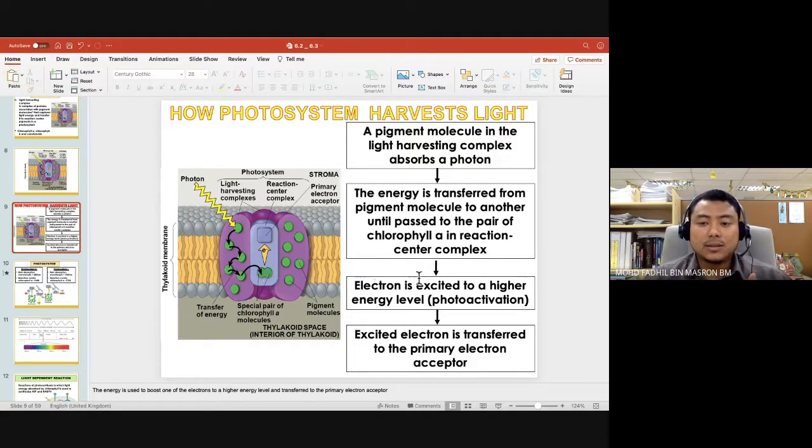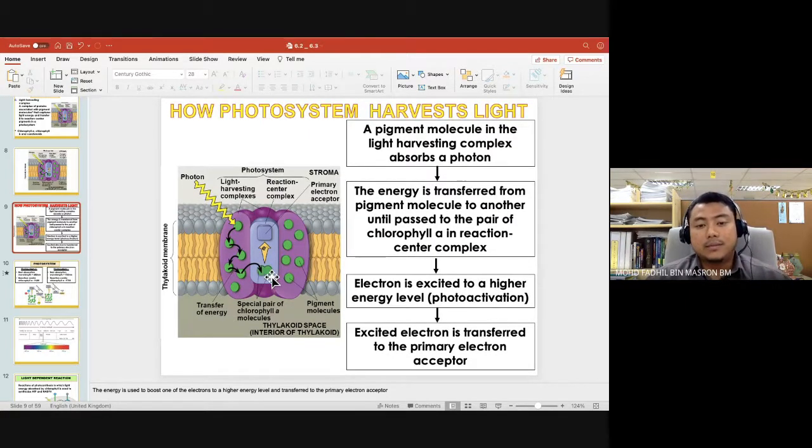Later this electron is excited to a higher energy level, or we say it becomes photoactivated. We use the term past tense for the name of the process, for the perbuatan tu lah. Okay, so photoactivation adalah nama prosesnya. So when the question is asking you to define or describe photoactivation, it is about this electron being excited to a higher energy level. Macam mana dia excited, or how is it excited? Because it receives the energy daripada yang being passed from the pigment.